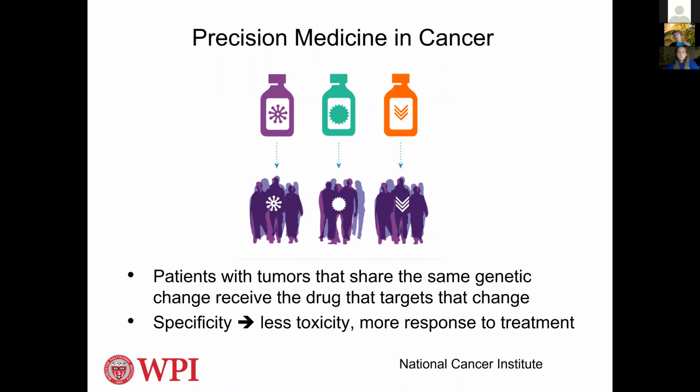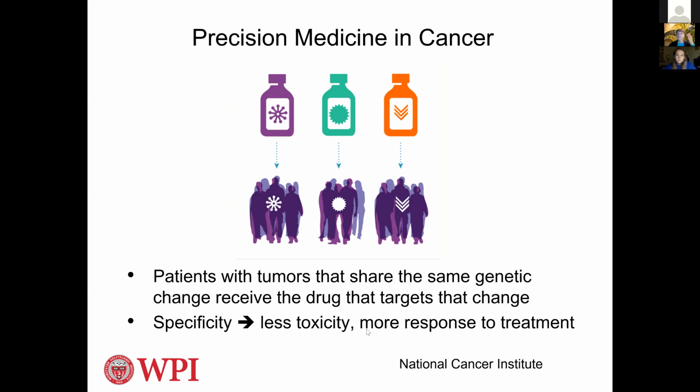So we all know that cancer treatment in general can be really horrific, because if you just indiscriminately kill cancer cells, dividing cells, you also kill other dividing cells in the body. And so that's why it's so toxic. But if we can target these genetic changes, then we get a lot more specificity with our drug treatments, a lot less toxicity, and more response to the treatment.